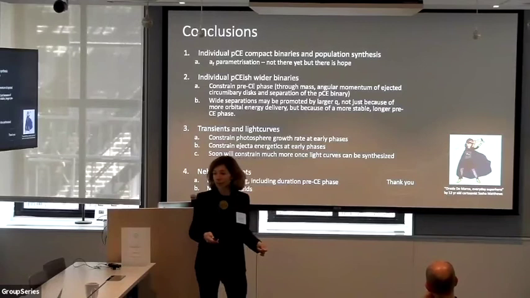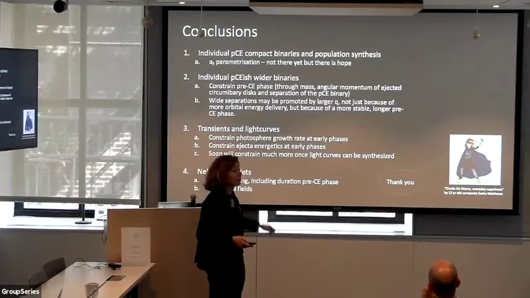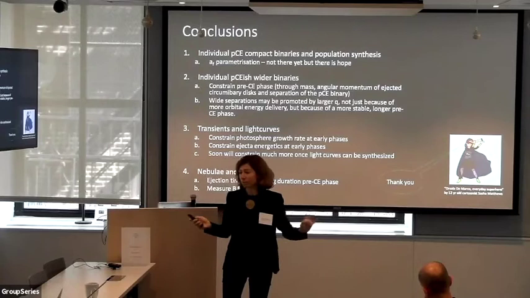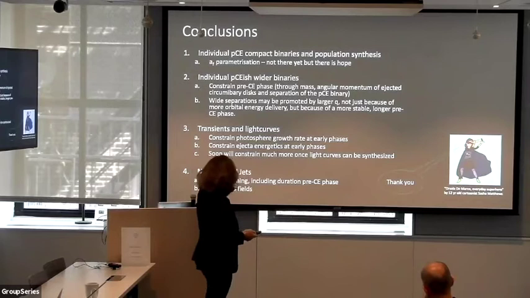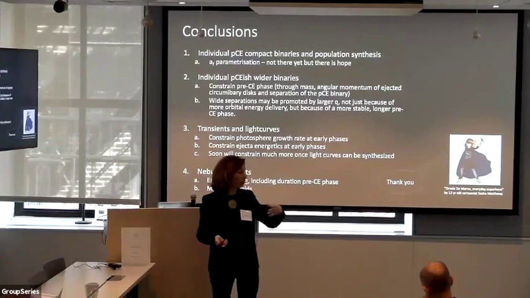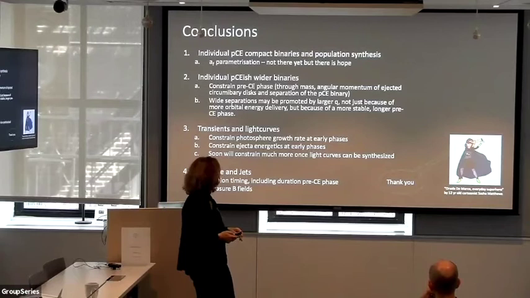Individual wider binaries, I think there's promise there to see whether we can probe the interface between the stable and unstable mass transfer. Transients and Likers, well, of course, this is going to be fantastic. It's going to be compared with, there's already lots of work going on. Nebula and jet, I think they tell you a lot about, again, ejection timing and potentially that pre-common envelope phase in the shape of the planetary nebula, whether or not it's more or less symmetric. And of course, the jet potentially can probe magnetic fields. And I think I'm done.